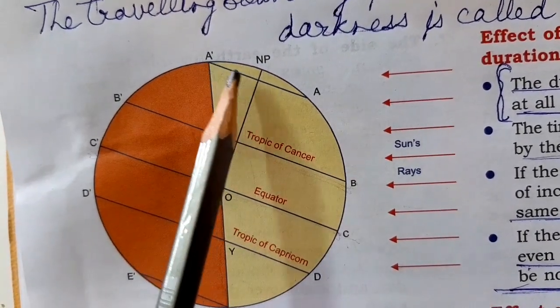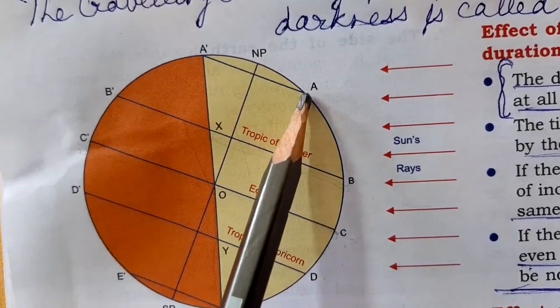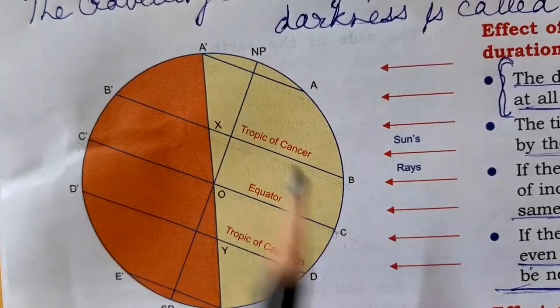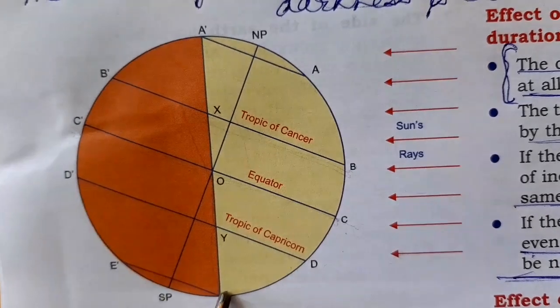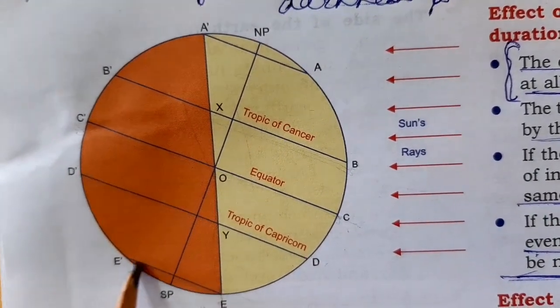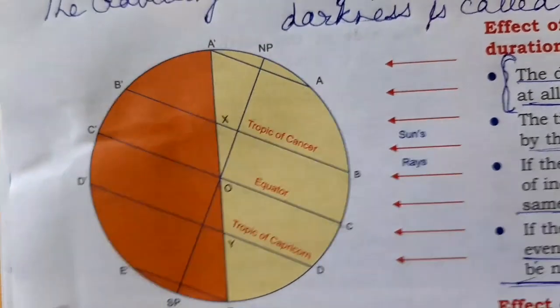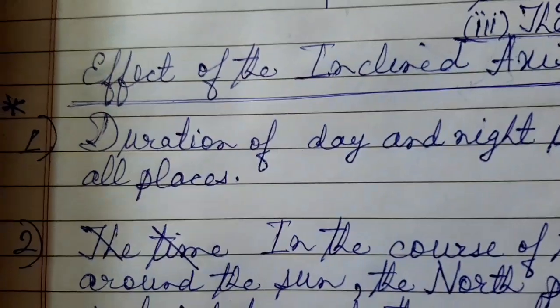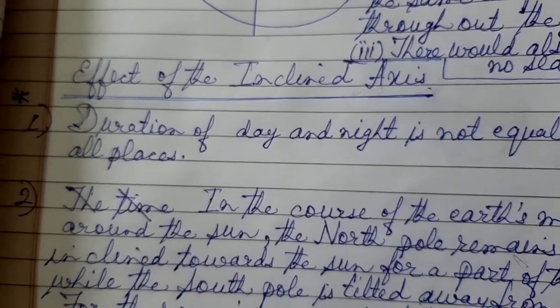That means at this latitude, during this time, the duration of day is going to be 24 hours. And at the same time, if we consider the Antarctic Circle, what do we see here? We see that the Antarctic Circle is in complete darkness. Here the duration of night is very long. It is 24 hours. So the main effect of inclination of the Earth's axis is that the duration of daylight and night is not the same. It is different. It is not equal at all places.